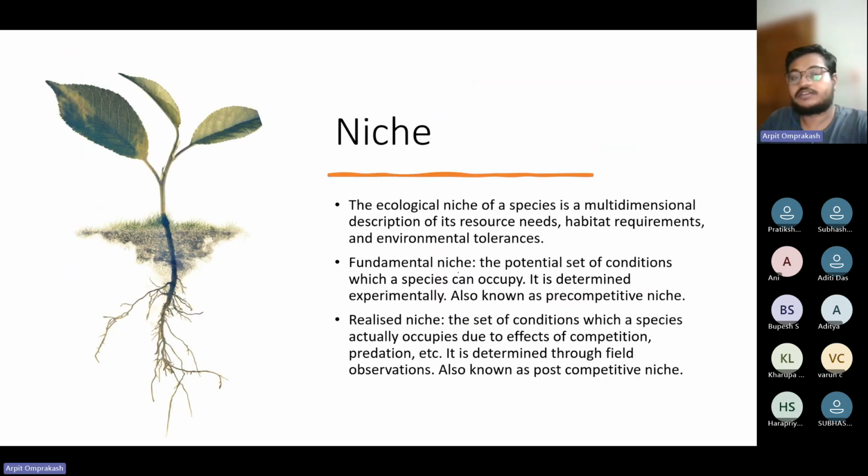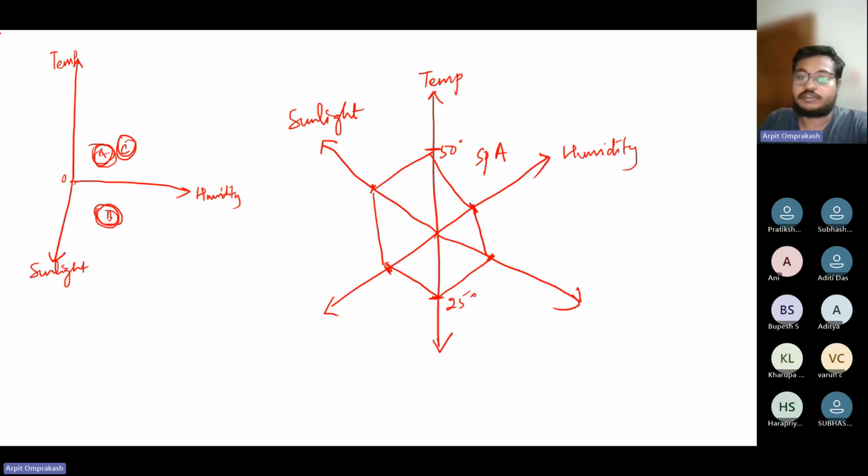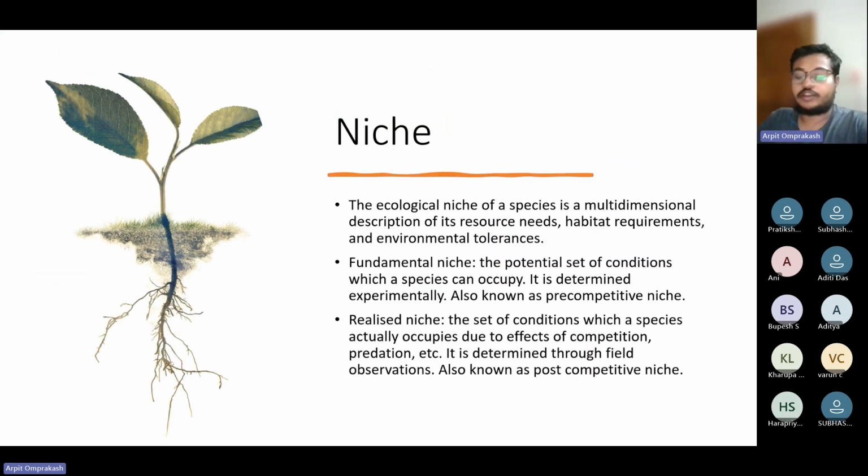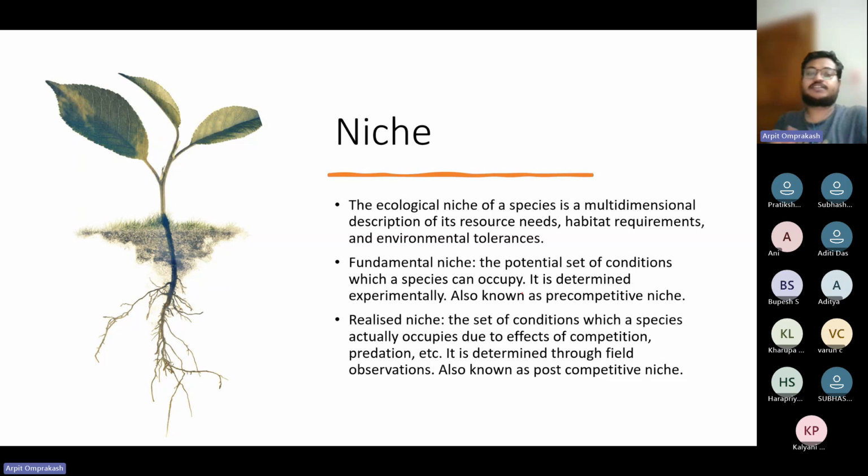So the fundamental niche is determined experimentally. You take individuals from the given species, put them in different temperatures, different humidities, different sunlight, and you see where they are able to survive and where they are not able to survive. Now, the realized niche is the set of conditions which a species is actually occupying in a community due to effects such as competition, predation, etc. It is determined through field observations and it is also known as post-competitive niche.